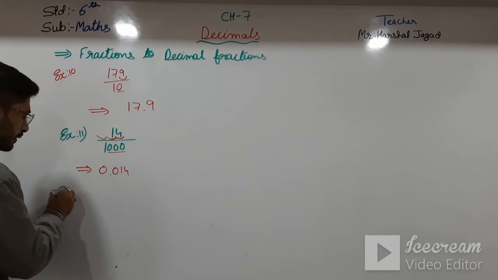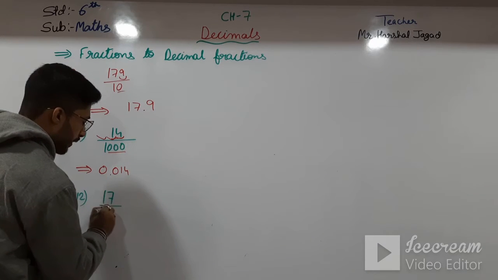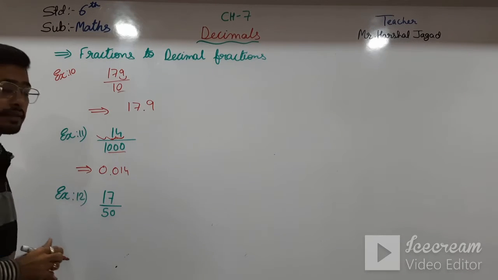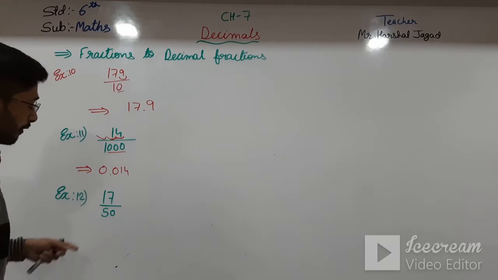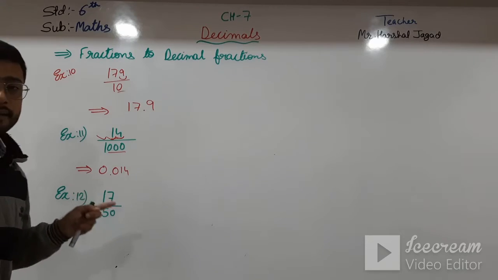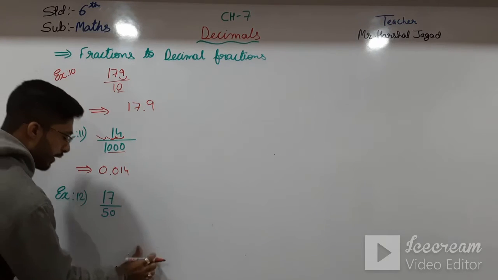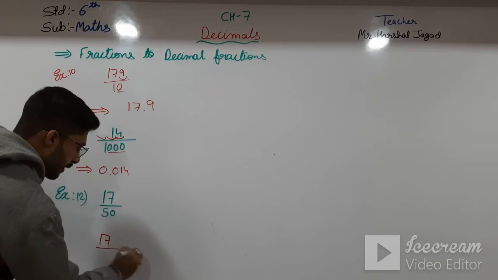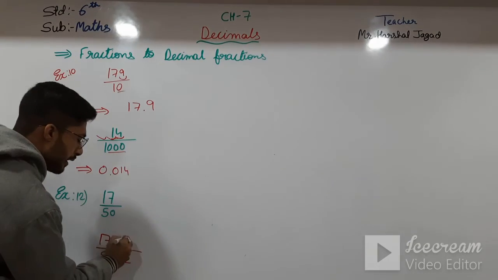Okay, then example number 12, that is 17 upon 50. Here there is one 0, but here it is 5, not 1. So I have to make the denominator 10, 100, 1000, 10,000. So what I will do, if I multiply 50 with 2, then I will get 100.